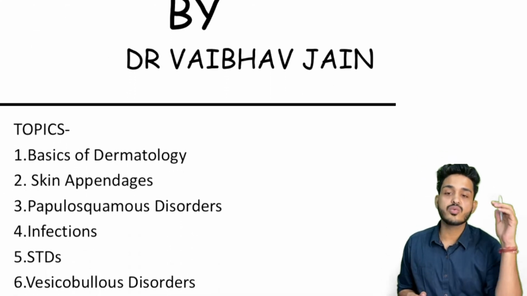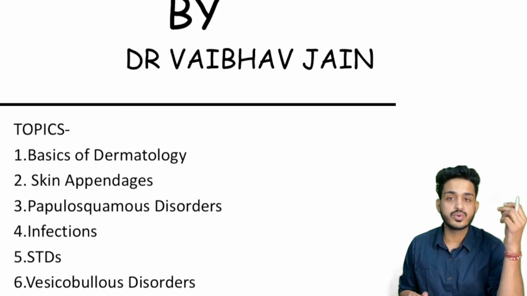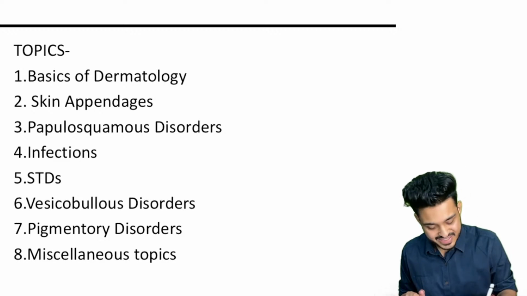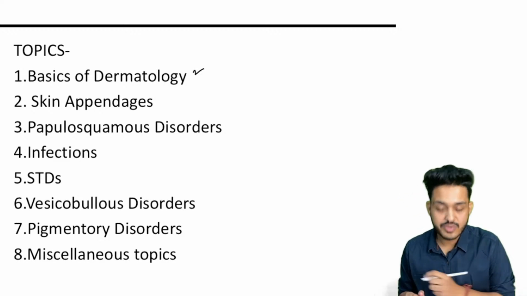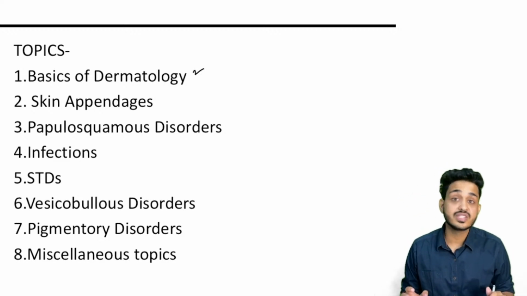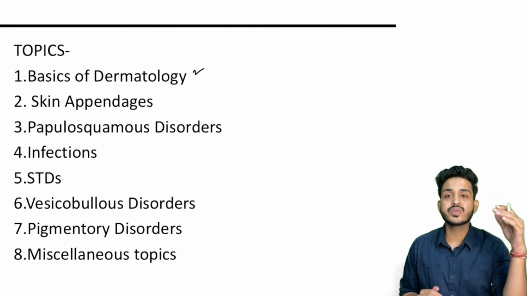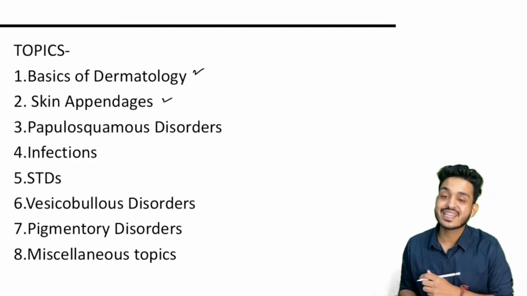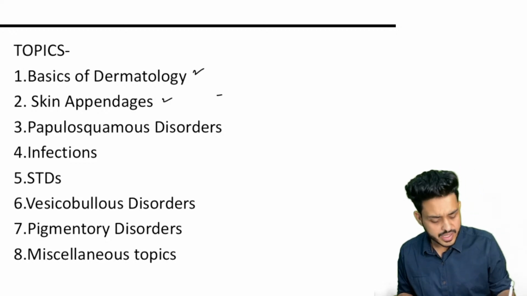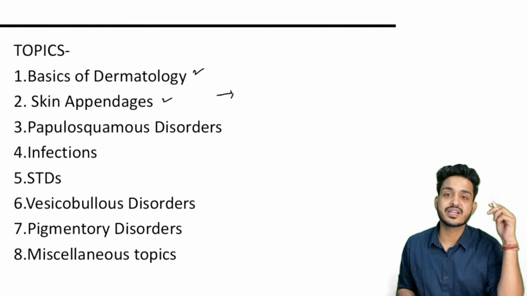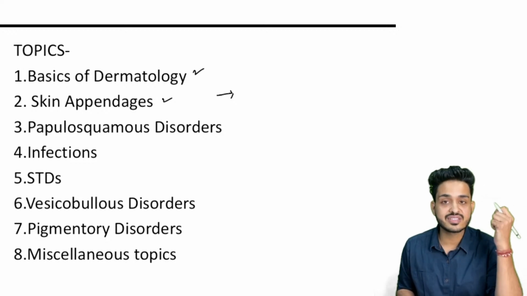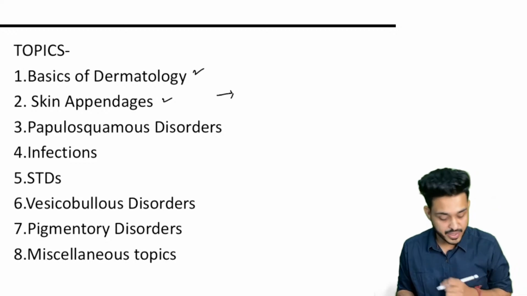Now let's see how we are going to proceed. We are going to do all the topics. First of all, we will start with the basics of dermatology. In basics, we are going to see all the structures. Then we are going to do the skin appendages. In skin appendages, guys, we are going to study what things there are: that is your nails, that is your hairs, that is your glands.